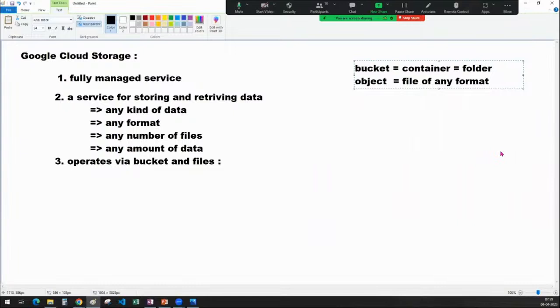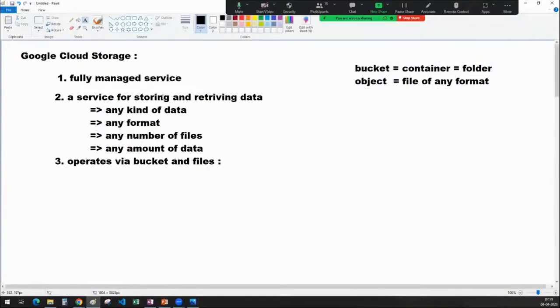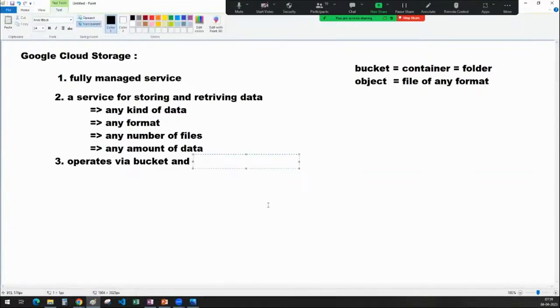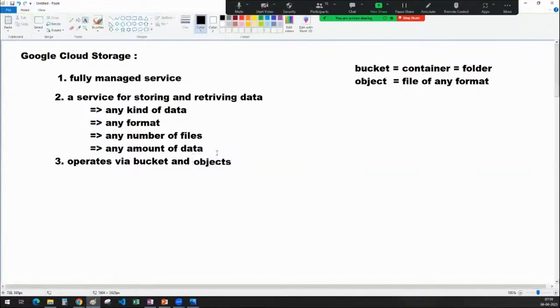Now you will understand. In Google Cloud Storage, we are storing something and we are retrieving something. So how does Google Cloud Storage operate? Sir, in Google Cloud Storage, it operates via buckets and objects. I should mention here objects, not files, because the terminology is object. Okay, it operates via buckets and objects. Okay, what is a bucket? A container or a folder. What is an object? A file of any format.